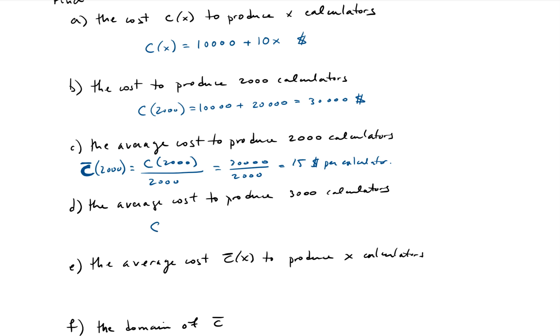What's the average cost to produce 3,000 calculators? So that would be C bar of 3,000. So that's similar to what we did before. You calculate the cost for producing 3,000 calculators, divide that by those 3,000 calculators, you get 40,000 for your costs divided by 3,000 calculators. So overall, that's going to be $13.33 approximately. So this is dollars per calculator.